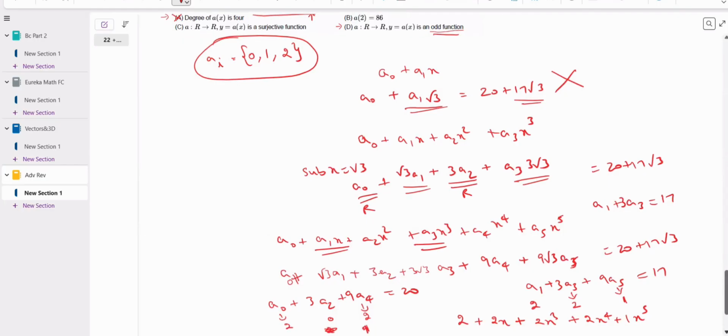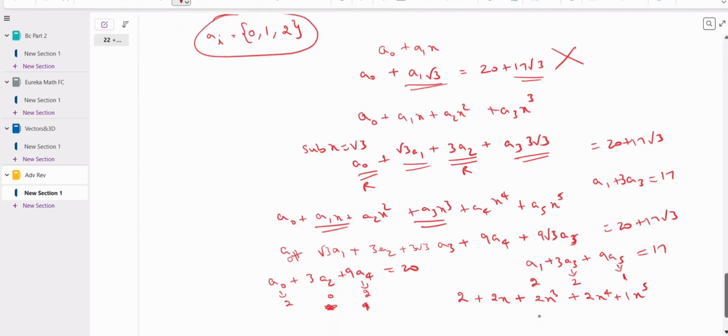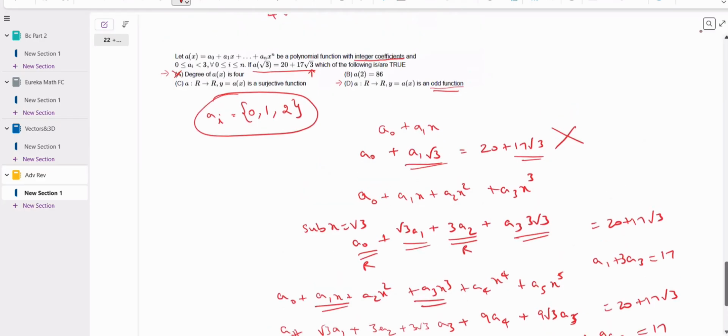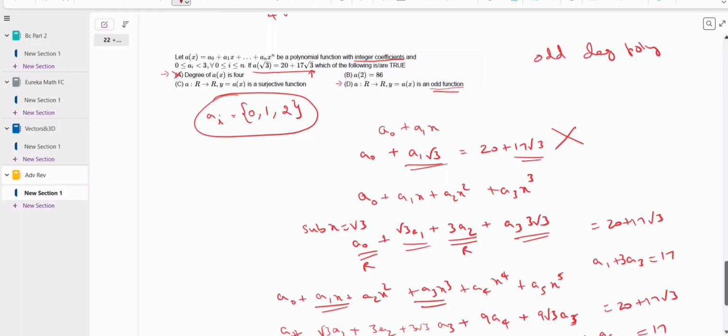Why it's not an odd function? Because you still have an even powered x term here, and also you have a constant, x power 0 term. If those two terms were not present, I could have happily called it an odd function directly. Okay, next, remember that any odd degree polynomial ranges from minus infinity to plus infinity. So that means it's surjective only. Mapping R to R, yes, it's surjective.